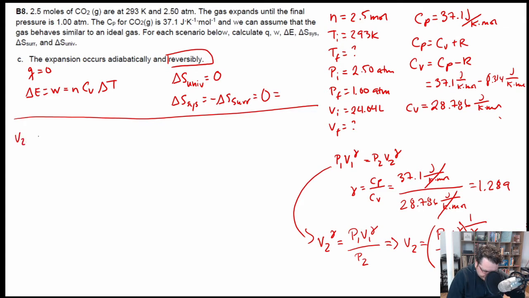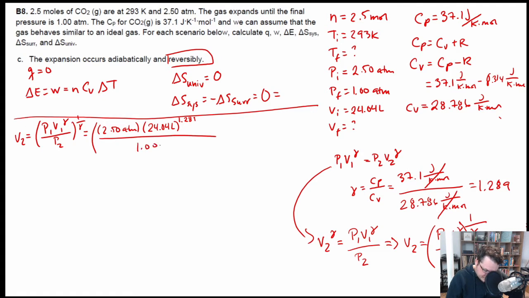So we have V2 is equal to (P1 V1 to the power of gamma over P2) to the power of 1 over gamma. And so we take that, now we plug in our values. So we have 2.50 atmospheres times 24.04 liters to the power of 1.289 divided by P2, which is 1.00 atmospheres. And all of that will then be to the power of 1 over 1.289.